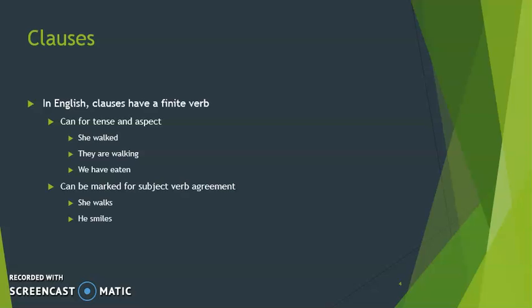Also, finite verbs can be marked with subject-verb agreement, right? Like she walks, he smiles. Of course, we have to be careful because subject-verb agreement is only for third person singular. If I said I walk or you walk or we walk or they walk, there's no marker for those subjects. It's only third person singular.